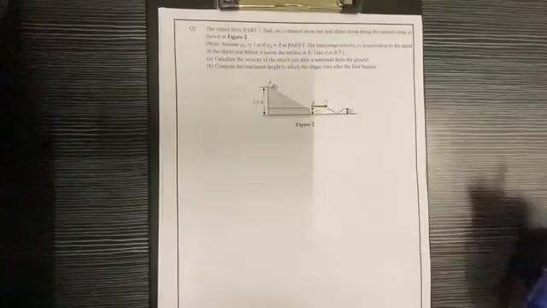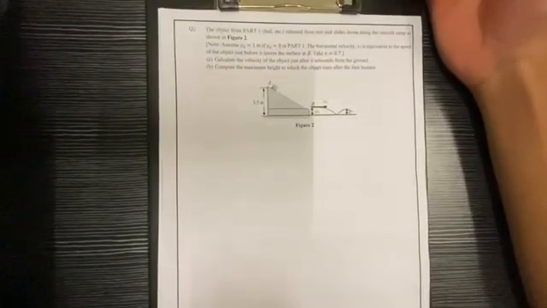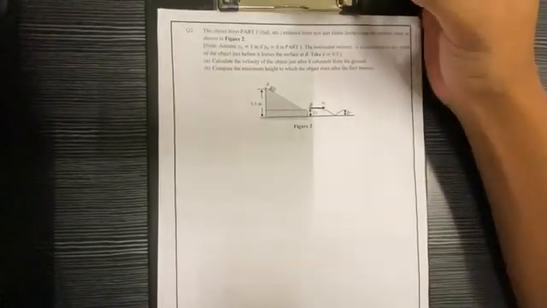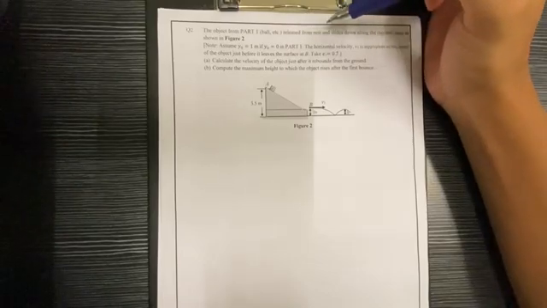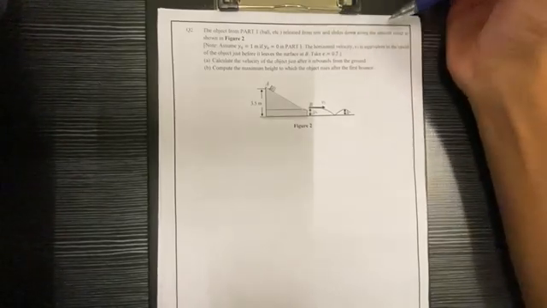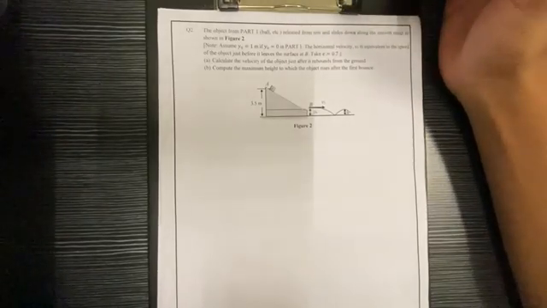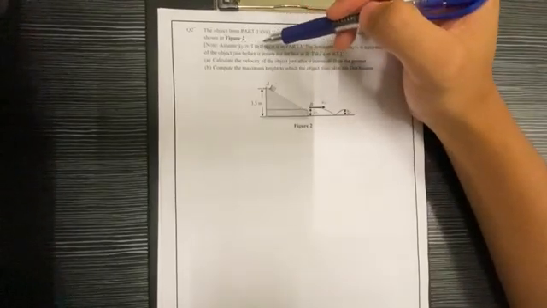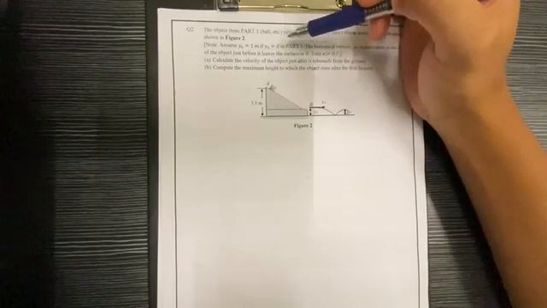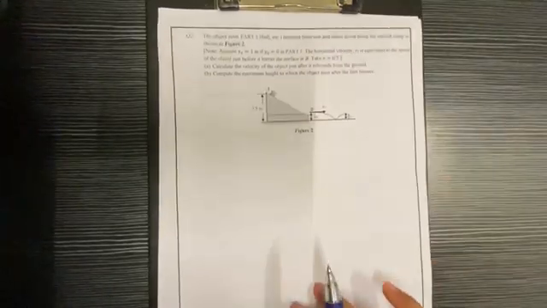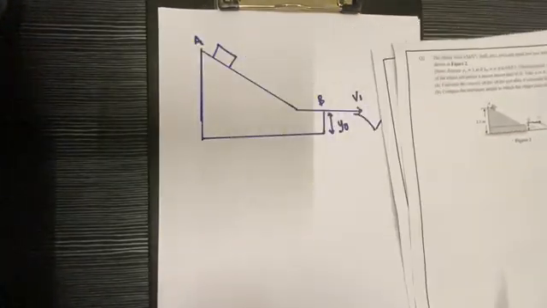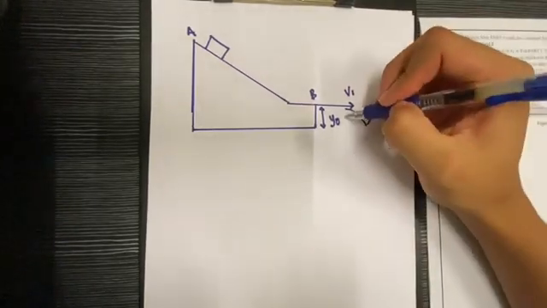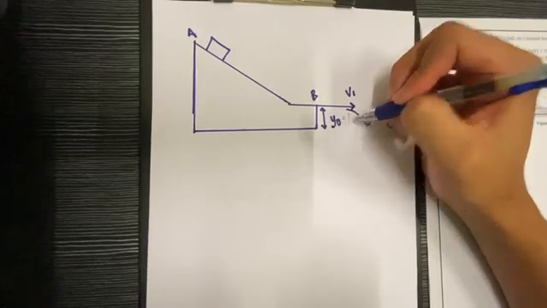Hi, Assalamualaikum. My name is Muhammad Daniel. I want to proceed to question 2, which is the object from part 1 released from rest and slides down along a smooth ramp as shown in figure 2. Note, assume y naught equals 1 meter if y naught equals 0 in part 1. In this diagram, this is figure 2, so y naught equals 1 meter.